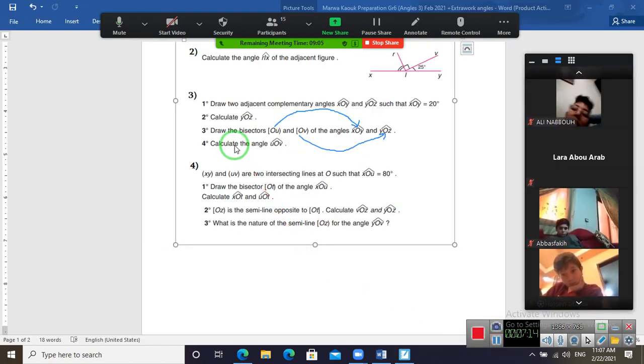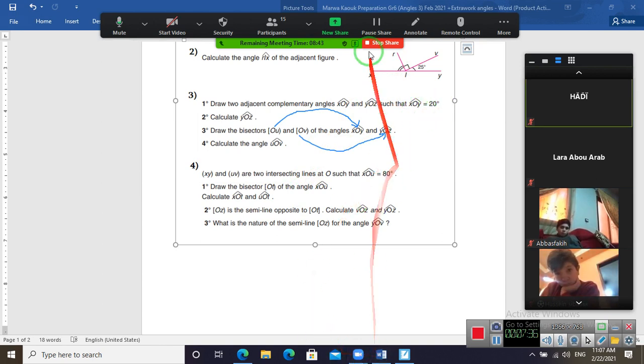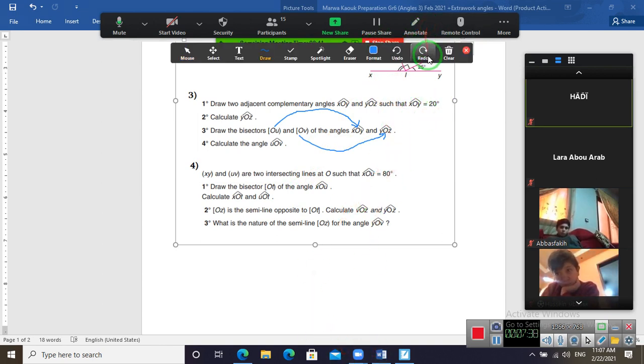So teacher, we calculate YOZ. Now draw the bisector OU for XOY. The first one is for the first name, and OV for the second one. They do not state whether we draw it with compass or protractor, so as you want, you can draw it. As you know, XOY is 20. What will be the bisector, teacher? The bisector of 20, the half of 20, that means what?